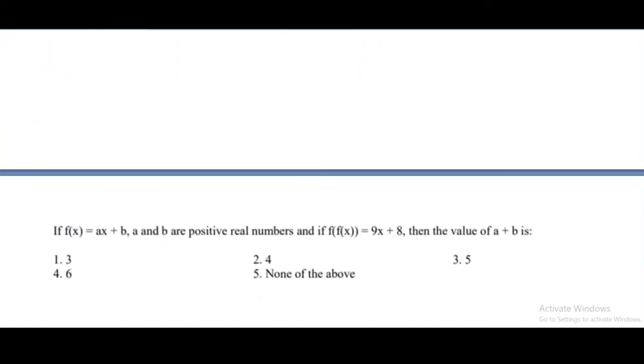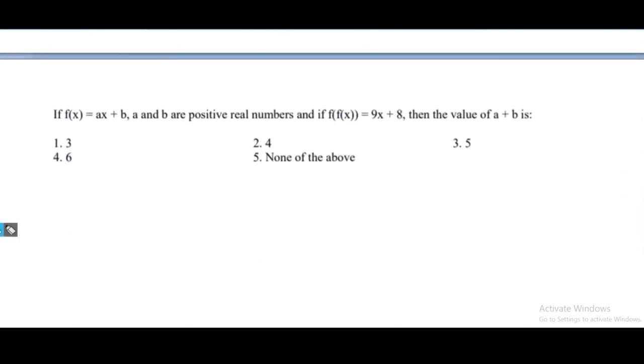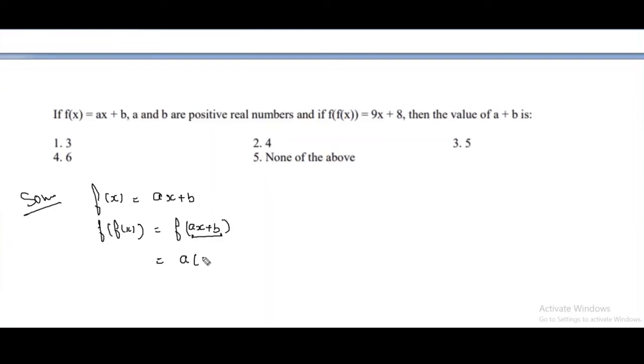Come to the next one. If f of x equal to ax plus b, and that is given f of fx. So what is f of x? That is f of ax plus b. And what is f of x? Now this becomes x. F of x is ax plus b.